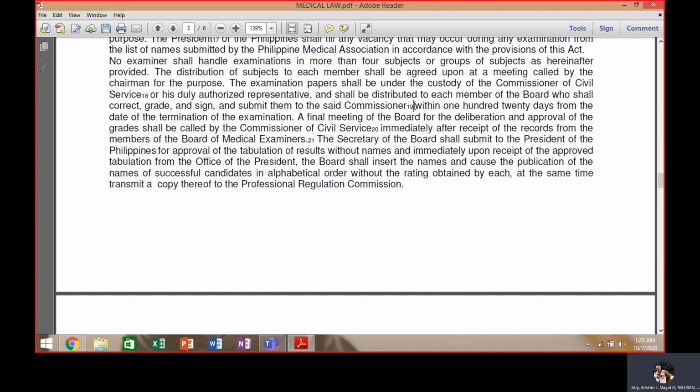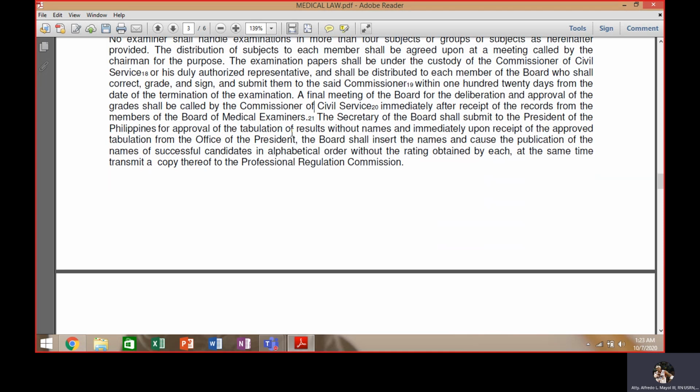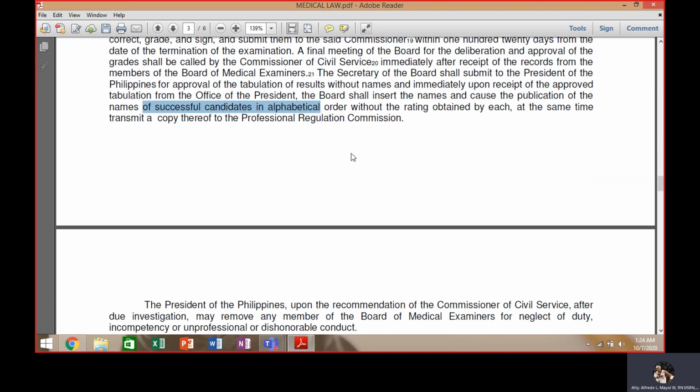Next, within 120 days from the date of the termination of examination, a final meeting of the board for the deliberation and approval of the members of the Board of Medical Examiners. The Secretary of the Board shall submit to the President of the Philippines for approval the tabulation of results without names and immediately upon receipt of the approved tabulation from the Office of the President, the Board shall insert the names and cause the publication of the names of successful candidates in alphabetical order without the rating obtained by each.